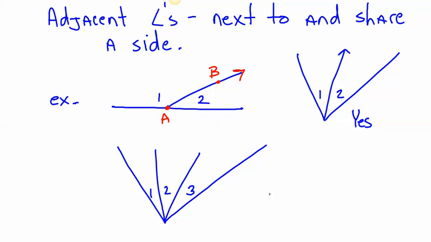Are angles 1 and 3 adjacent? No. Why not? They don't share a side and they're not next to each other. Okay? Angle 2 is in between them. So since angle 2 is in between them, they're not adjacent.